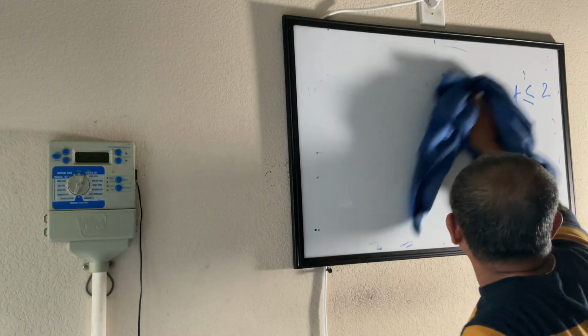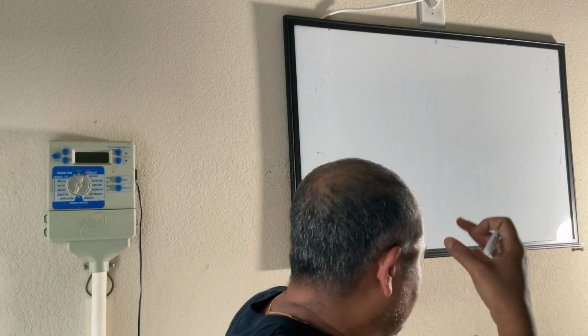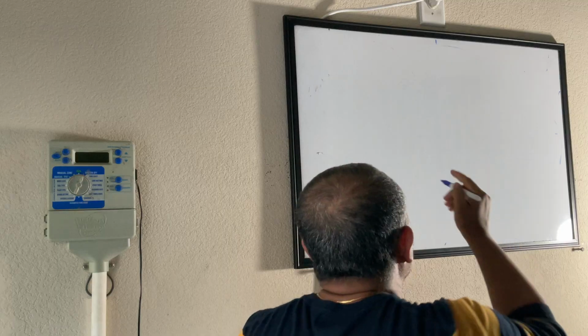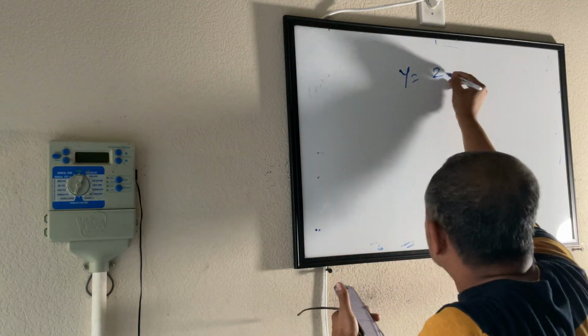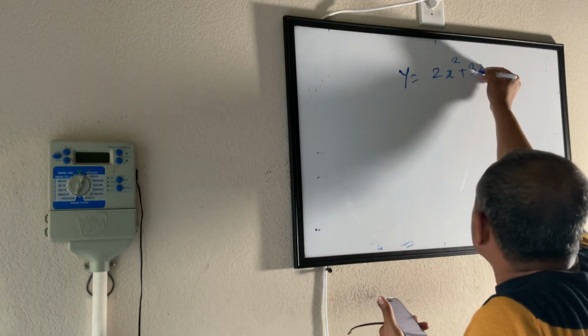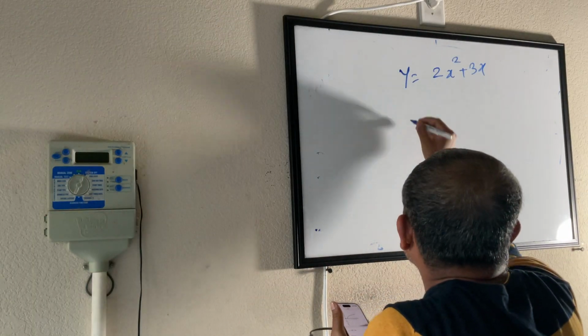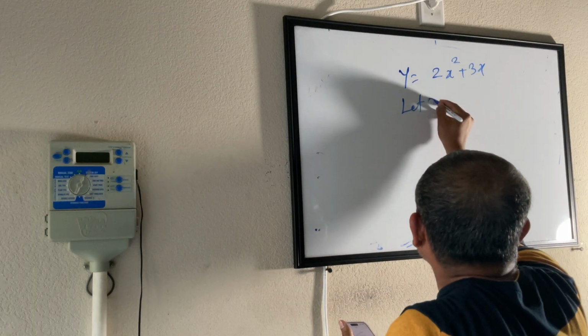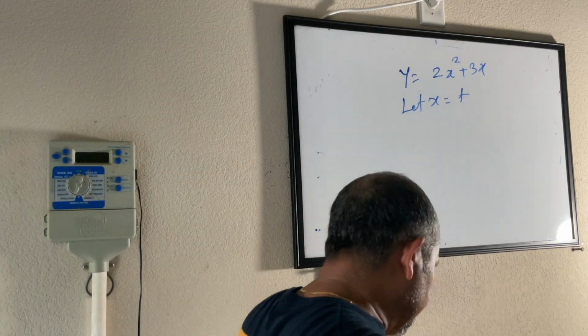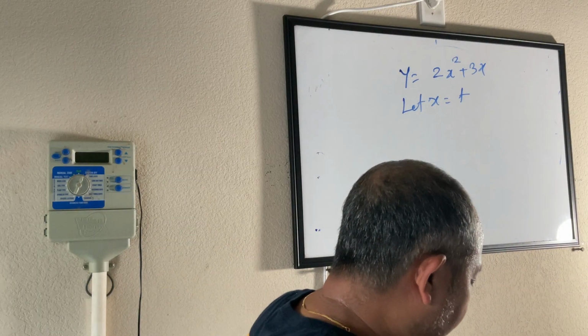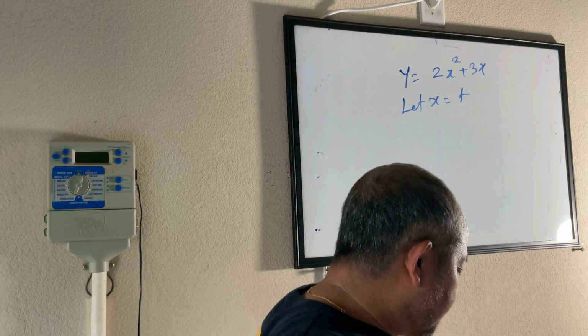Now let's look at one more problem. And just forget about parametric equation, rectangular equation. Let's look at this problem as a problem in isolation. We have y equals 2x squared plus 3x. It says let x equals t. Parameterize the rectangular equation in terms of t.